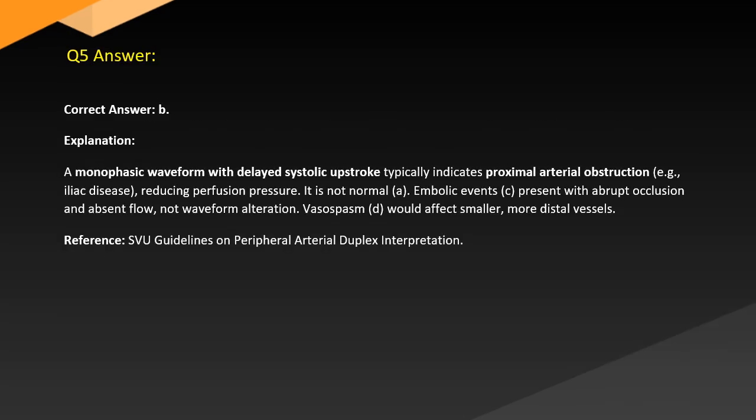Answer. Correct answer: B. Explanation. A monophasic waveform with delayed systolic upstroke typically indicates proximal arterial obstruction, e.g., iliac disease, reducing perfusion pressure. It is not normal. Option C, embolic events, present with abrupt occlusion and absent flow, not waveform alteration. Vasospasm, option D, would affect smaller, more distal vessels. Reference: SVU guidelines on peripheral arterial duplex interpretation.